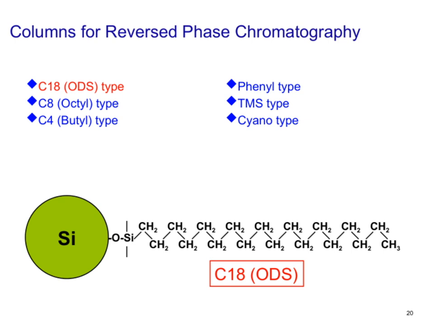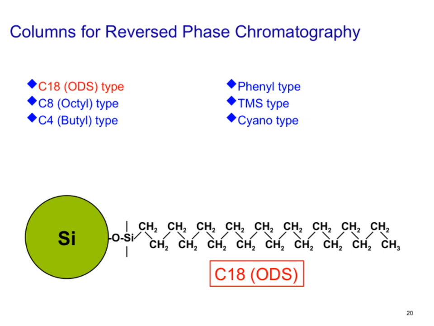Next, we see the C8, or octyl, columns, which are similar but have a shorter chain, providing slightly different separation characteristics. Moving on, the C4, or butyl, columns have an even shorter chain, offering more polar interactions, which can be useful for certain analytes. Beyond the hydrocarbon chains, there are specialized phases like phenyl, TMS, cyano, and various C18 types, each introducing different chemical functionalities. These modifications enhance selectivity and can target specific interactions, making them versatile tools in chromatography.